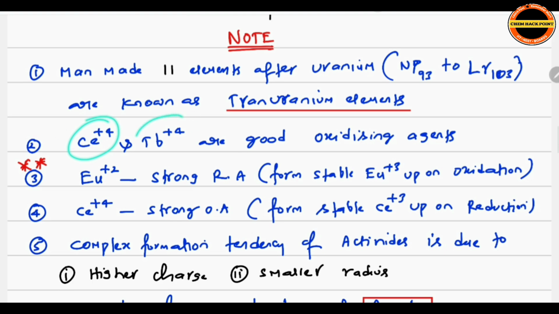Cerium +4 and terbium +4 are good oxidizing agents. Europium +2 is a strong reducing agent because it forms stable Eu +3 upon oxidation. Cerium +4 acts as a strong oxidizing agent, forming stable Ce +3 upon reduction.